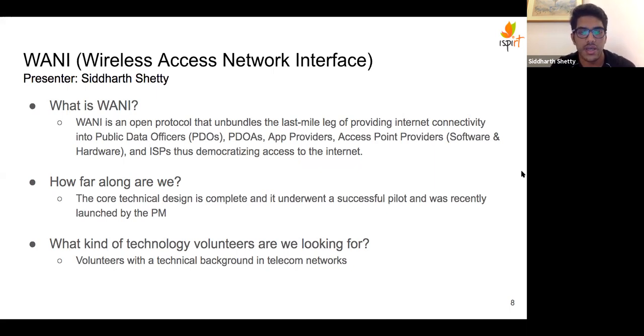And recently, earlier this year, in fact, it was launched by Prime Minister Modi nationally. And we're now looking at scaling it up. And we're particularly looking for volunteers that have a technical background in telecom networks to help contribute towards this effort. So that's a quick overview of WANI.